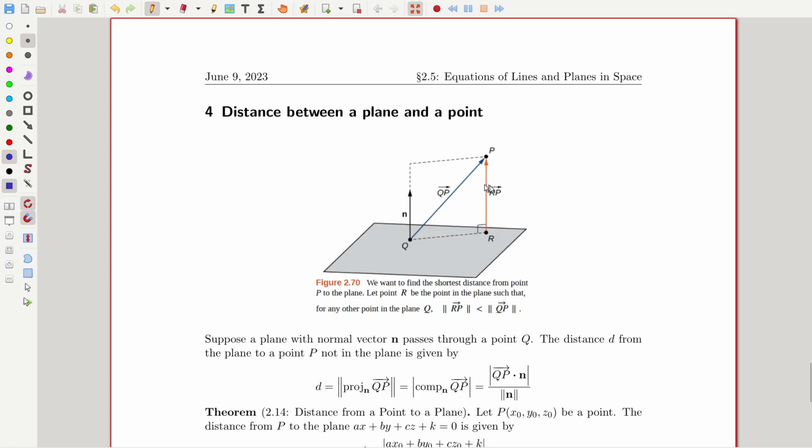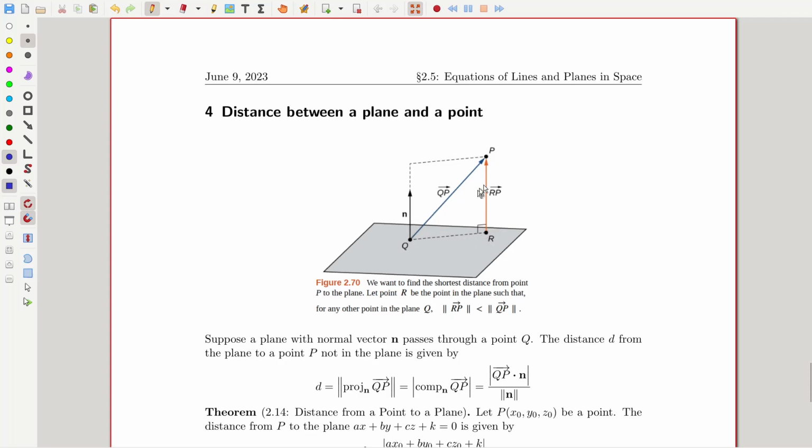So consider this diagram. We have this plane, and we have the point P that is off of the plane. In order to calculate the distance between the point and the plane, we really want to be thinking about the length of this line. So we might be able to easily come up with a point Q that lies in the plane, and then construct this vector QP. But then the actual vector we want the length of is this vector RP, and we don't know what R is.